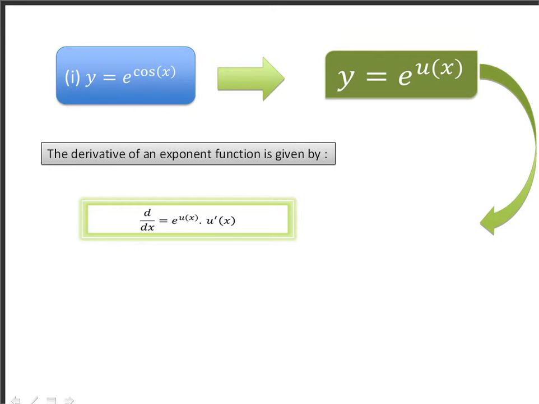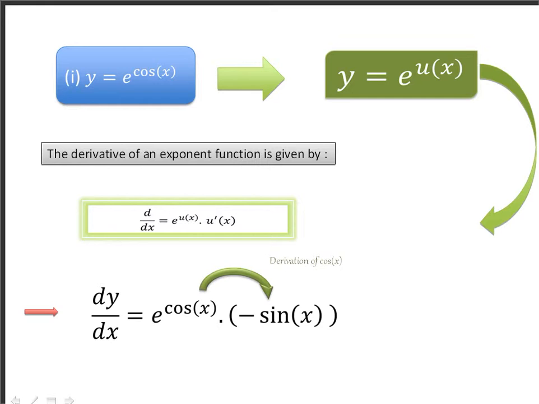Now that we know the rule for deriving an exponential function, we can answer our question. First thing we do is rewrite our e to the power of u of x. I've rewritten our e to the power of cos x, the original function. Next, we have to multiply this by the derivative of our u of x, which means the derivative of cos x. Now the derivative of cos x is minus sin x. Therefore, our answer is e cos x multiplied by minus sin x. And that's how we derive an exponential function. This is our answer right here.